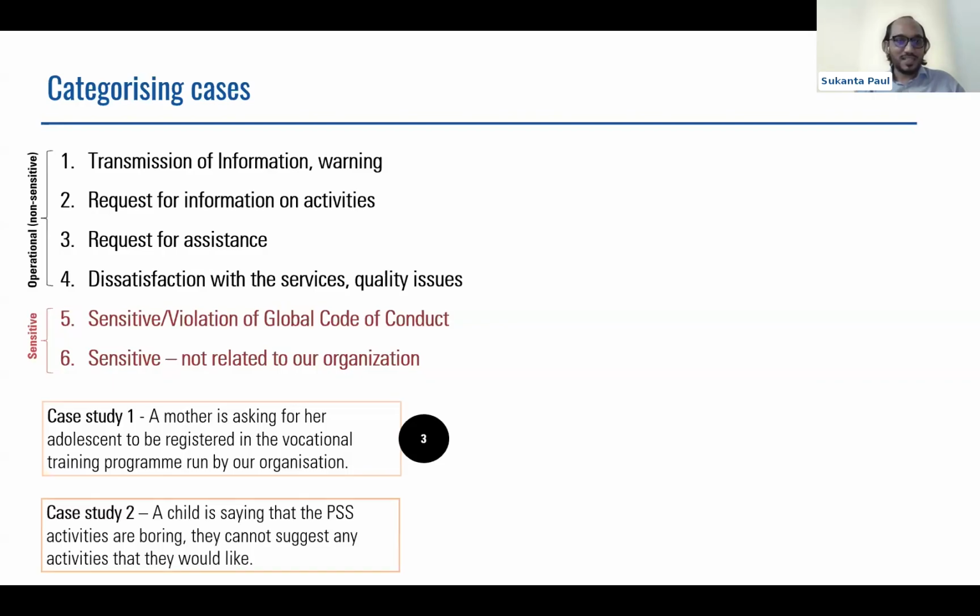So the next case is a child saying that the PSS activities are boring, and they cannot suggest any activities that they would like. Under which category does it fall? 4. It's clear also. It's very fast. Right. Yeah, this is great.